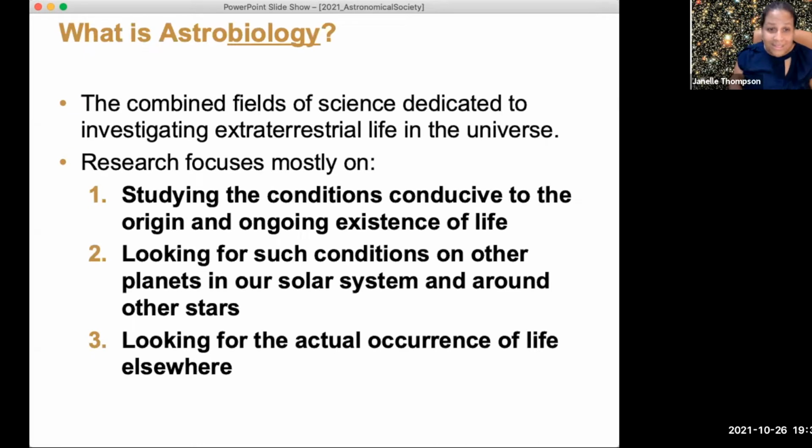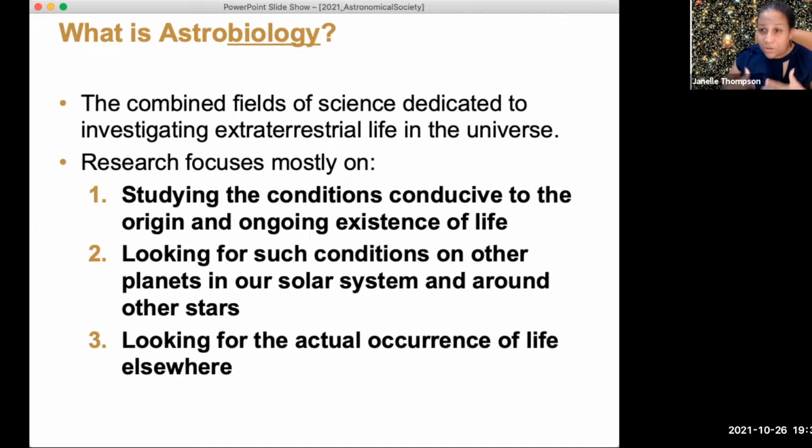Okay, so what's astrobiology? It is a combination of fields dedicated to look for extraterrestrial life in the universe. So in my class, I tell my class that no field of science is off limits. We cover nuclear chemistry, particle physics, astronomy, cosmology, biology, even like radiation toxicology. So really, it's everything that encounters life.